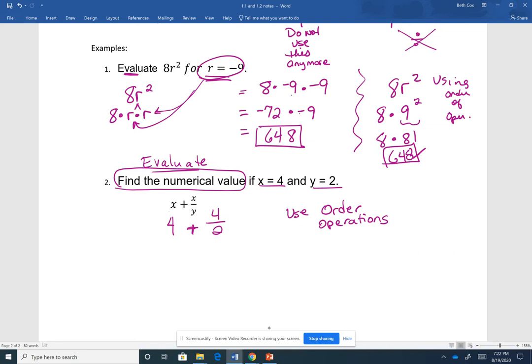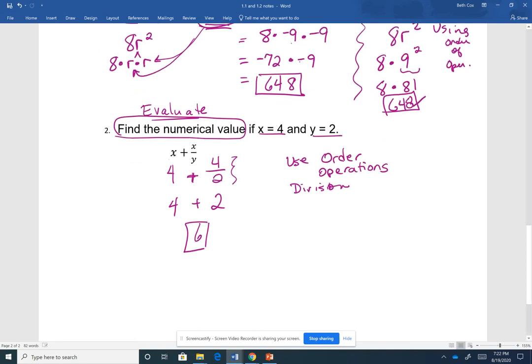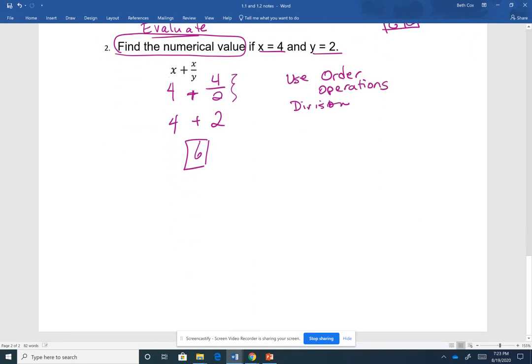All right, now this one, we're going to do the division first, because we always do division before addition. And 4 divided by 2, well, that's 2. And now we do 4 plus 2, which is 6. A lot of people get this one wrong on their tests, so please pay close attention to that.